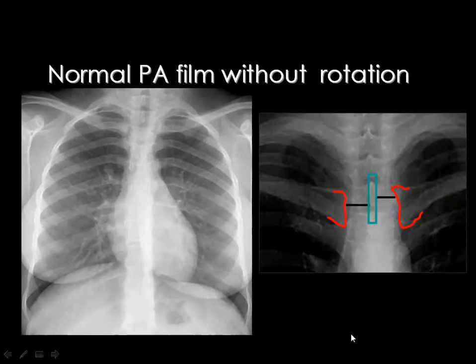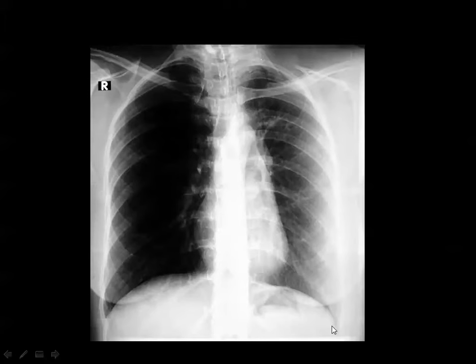Then if you look at the chest X-ray and you want to know if the patient was centralized during radiography or not, you put your finger on the spinous process of the dorsal vertebrae. Then you measure the distance between the spinous process and the medial edge of the left clavicle, and the same distance to the medial edge of the right clavicle. If the patient is not rotated, then both distances will be equal. But if the patient is rotated, then you put the mark on the spinous process and look at the medial edges of the clavicle, and you can see the difference.